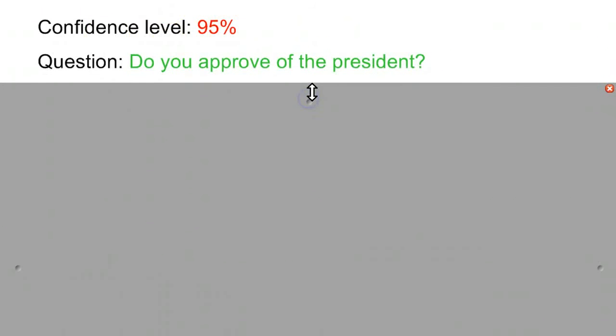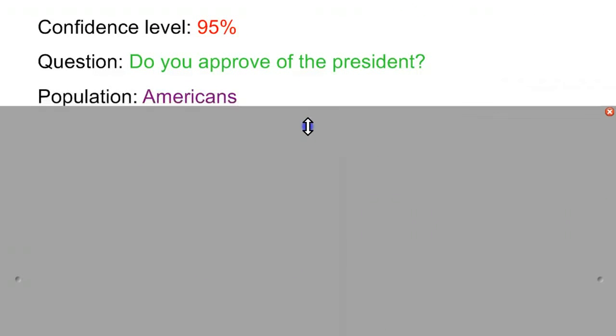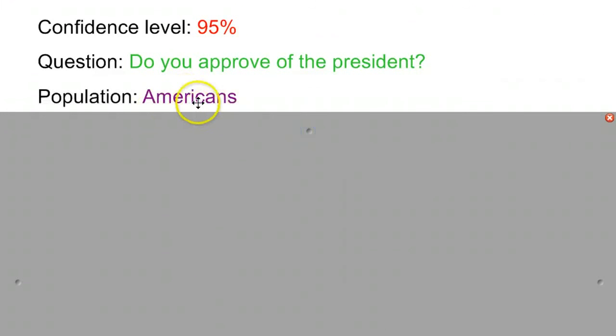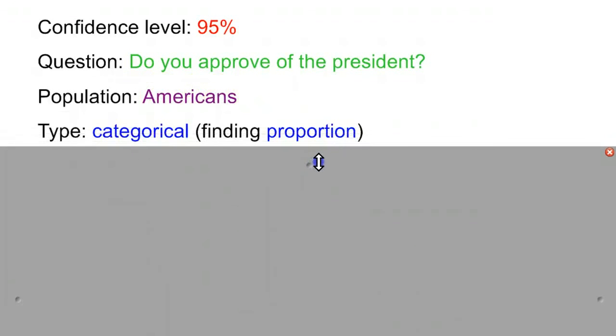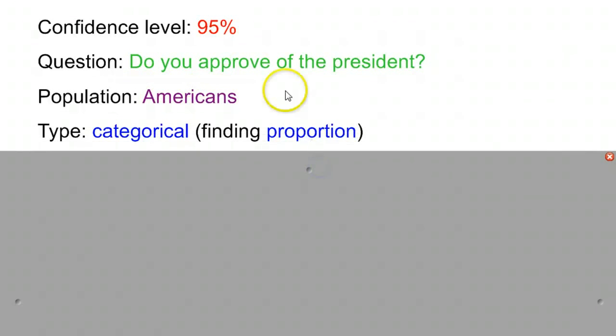Imagine the confidence level that you set is 95%, and your question is, do you approve of the president? So you want a 95% confidence interval of how many people approve of the president. Who exactly? Let's focus on Americans. So all Americans are part of the population of interest. The type of data that we have: do you approve or do you not approve? It's a yes-no question. We're looking at categories. Do you fall into the yes or the no? And we're trying to find the proportion that do approve, that say yes.